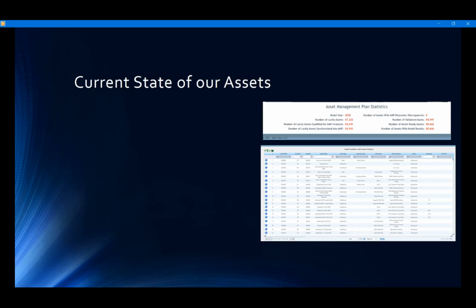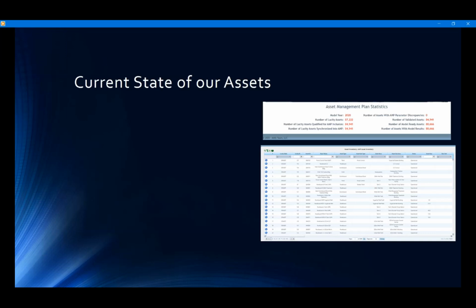To date, our asset register contains 84,941 QA/QC assets. And the software has allowed us to begin applying management strategy inputs to receive future funding needs calculations. But as I alluded to earlier, developing the current state of our assets, it really required some more inputs.